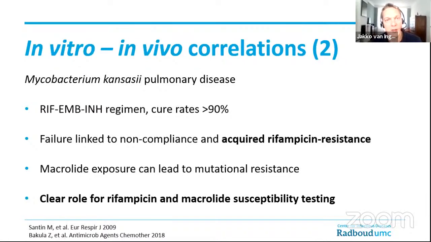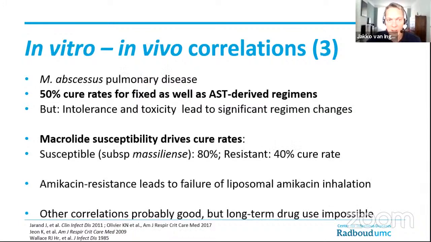So in Mycobacterium kansasii too, there is a clear role for drug susceptibility testing, particularly in case of treatment failure, but also, I think, at baseline to know what you're up against. And that is to test susceptibilities to rifampicin and macrolides, and in the lab that typically means clarithromycin. And then, I realize that this is a lot of data.